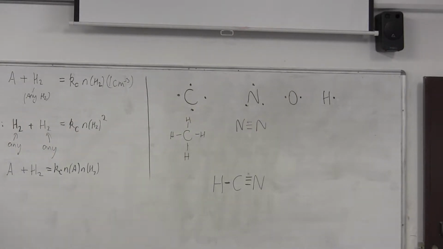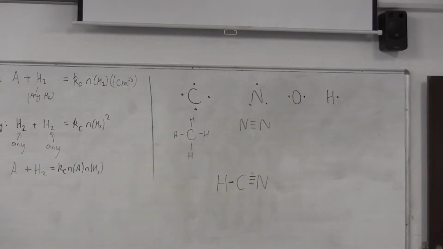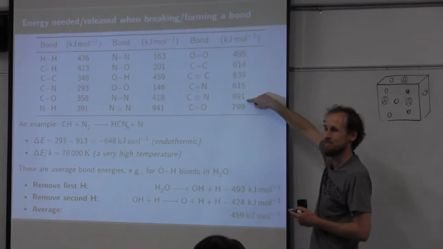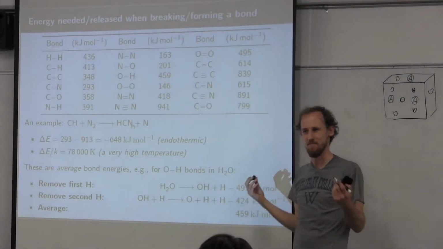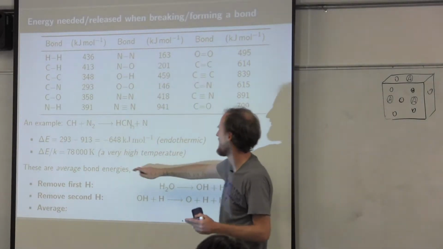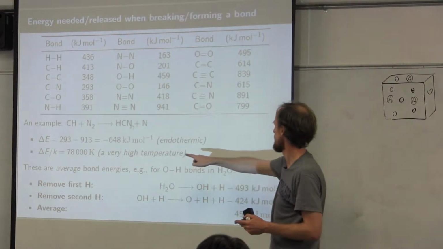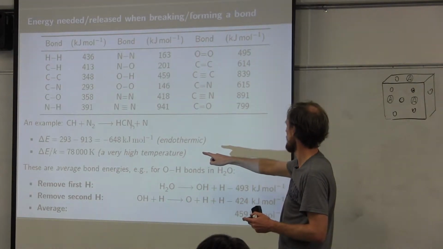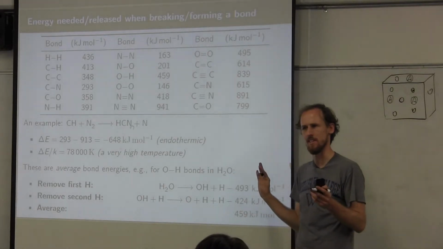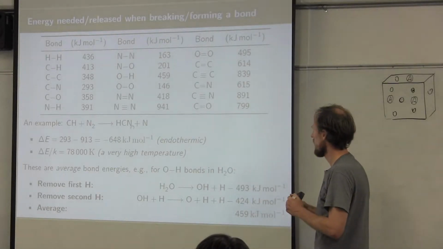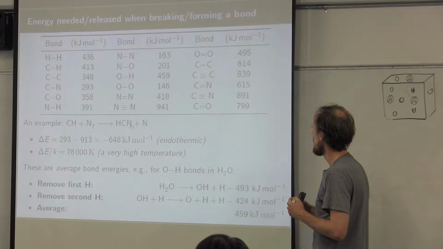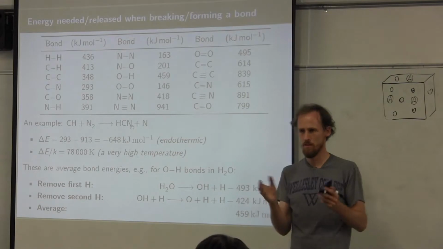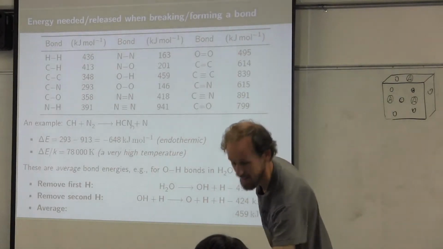What that means is that this number, 293, should be 891. Fortunately, it's still negative, so my point is still good, somewhat. But this is not 78,000 Kelvin. I guess it's more like 7,000 or even less. It's more like 3,000 or 4,000 Kelvin, I think. Yeah, about 3,000 Kelvin. Okay, that's still a very high temperature.